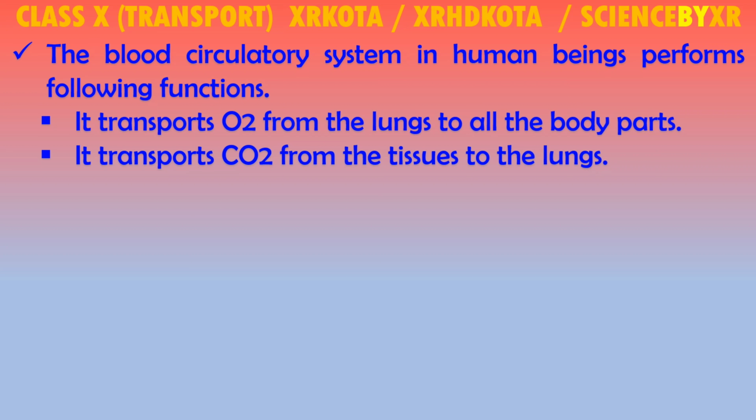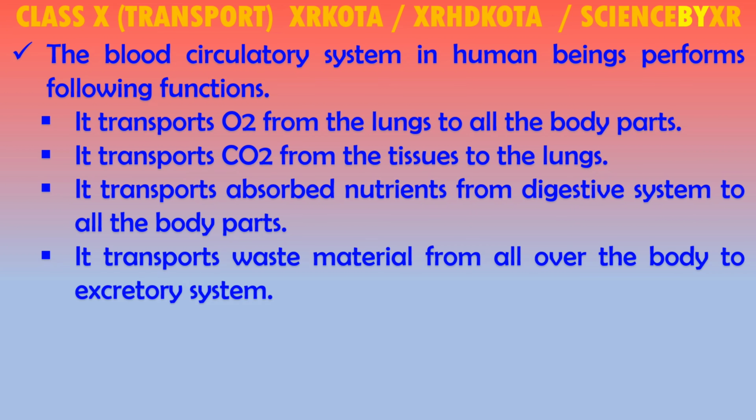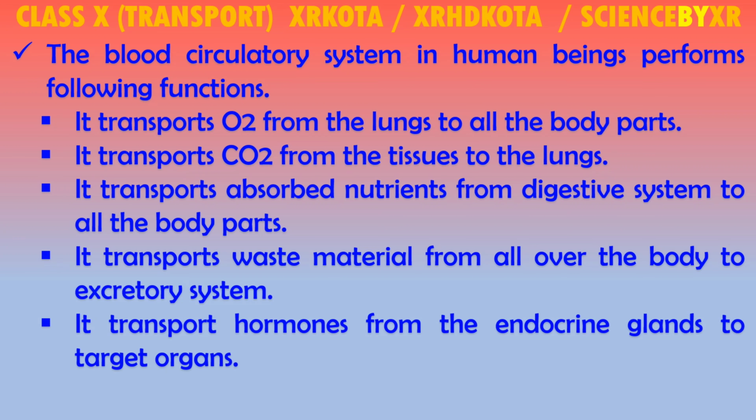It also returns the carbon dioxide which is there in the tissues to the lungs. Then third, it transports the nutrients from the digestive system to all the parts of the body, all the tissues. When I say all the tissues, we are talking about the tissues right from the head to the toe. Okay, it transports waste material from all over the body to the excretory organs. Excretory organs like kidneys, skin, liver, and the lungs itself. Then it transports hormones from the endocrine glands to the target organs. Target organs are those organs where these need to function. Okay, where the functioning is done.